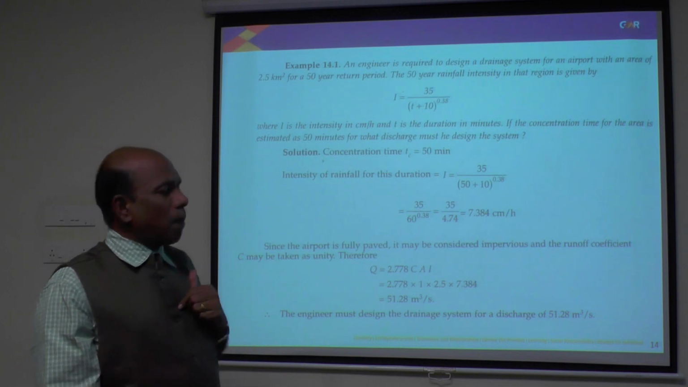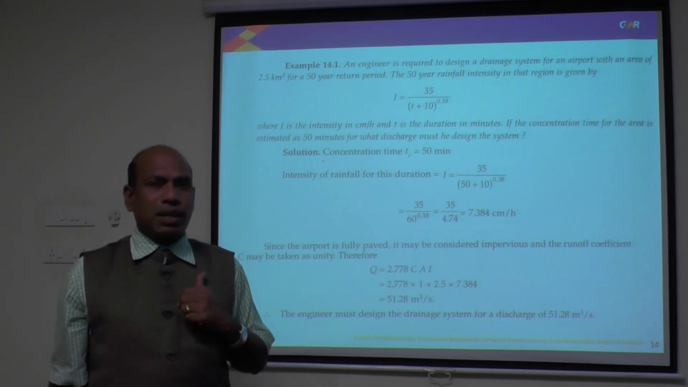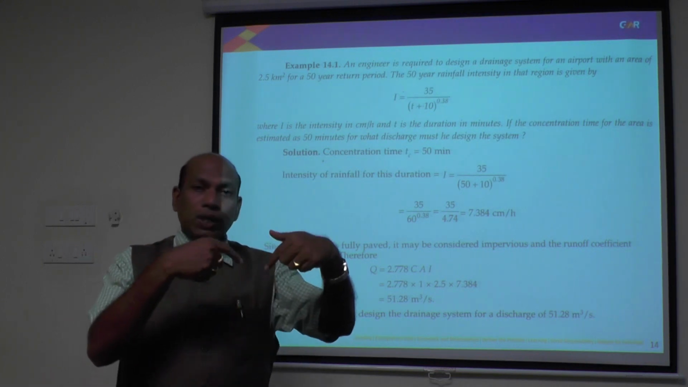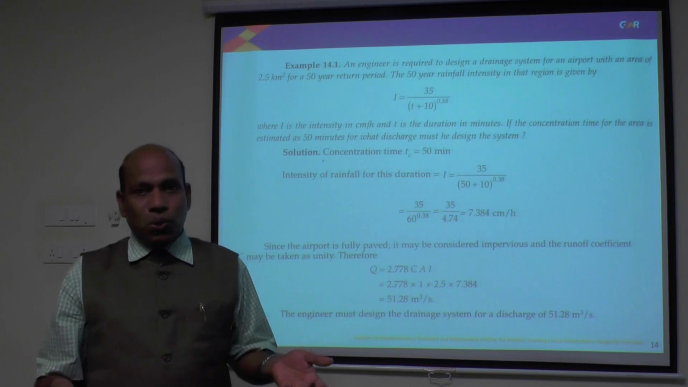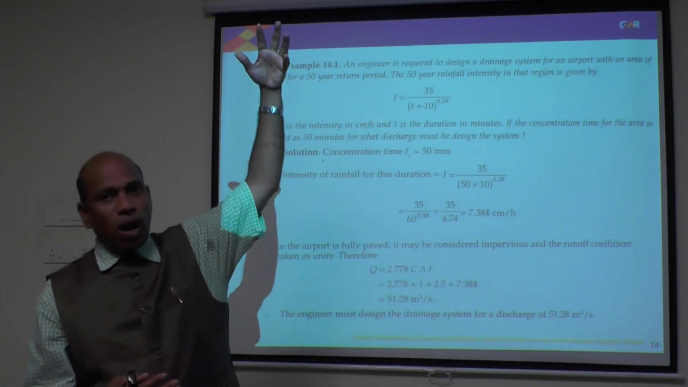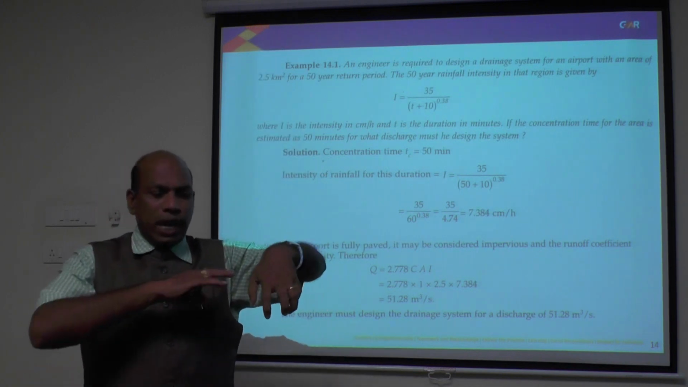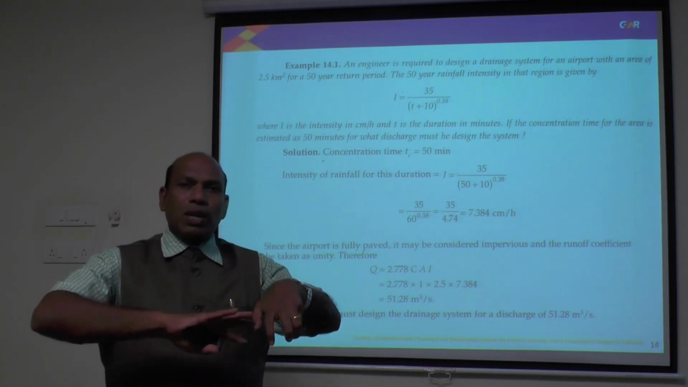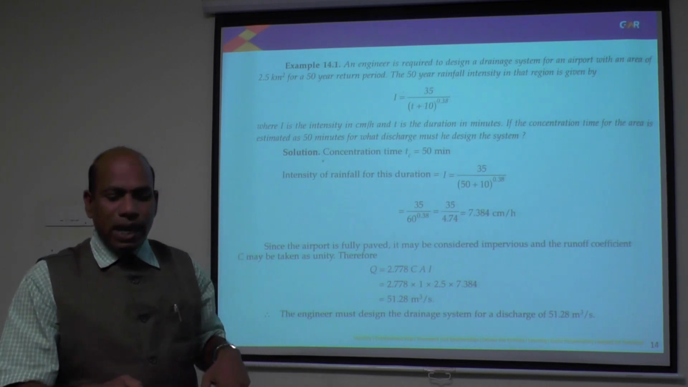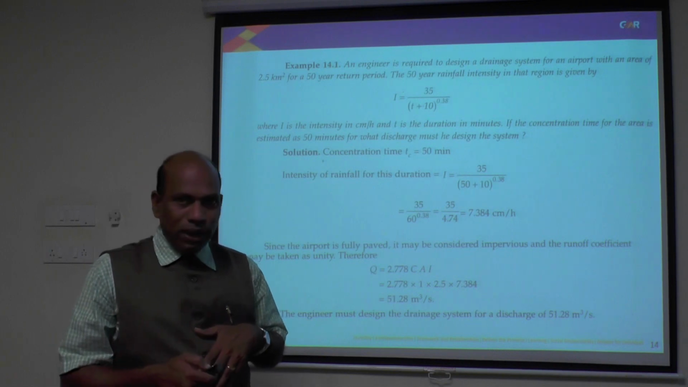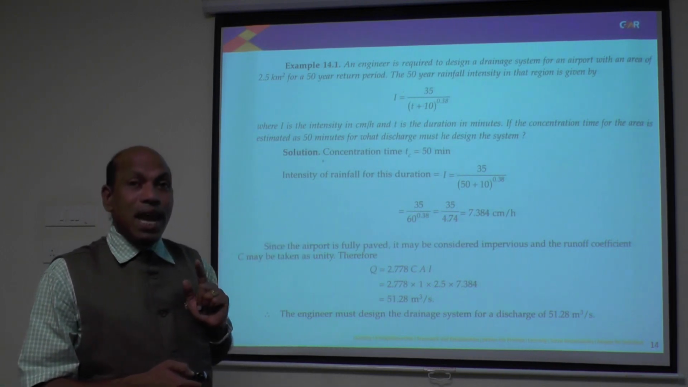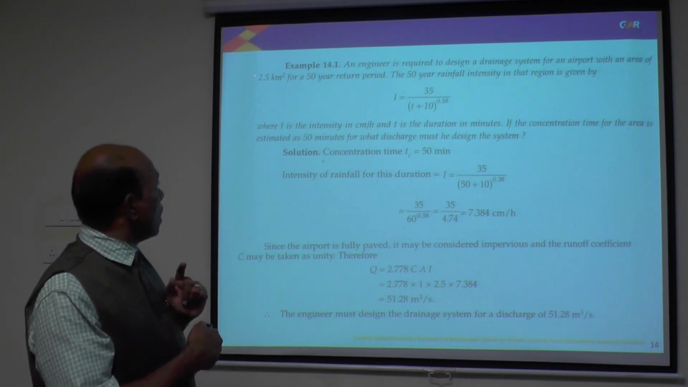Airport means that is a completely impervious layer. Completely impervious layer means the infiltration capacity of that particular area is almost zero. The X quantity of water falling on a particular surface is directly converted into discharge. Here in this particular area C equal to 1. C is given in the problem itself. And another one is the A, given as 2.5 square kilometers.